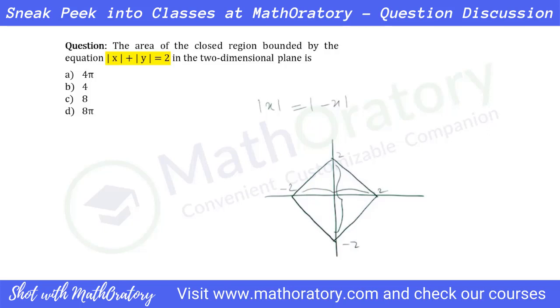For any quadrilateral, if the diagonals intersect at 90 degrees, I've explained this why in the class, then the area is half into the product of diagonals. So the diagonal lengths are 4 and 4. So all you have to do is half into 4 into 4. So that is 8. So that is the answer for this question. Pretty simple. Hardly takes 10-15 seconds if you understand this idea for this particular question.